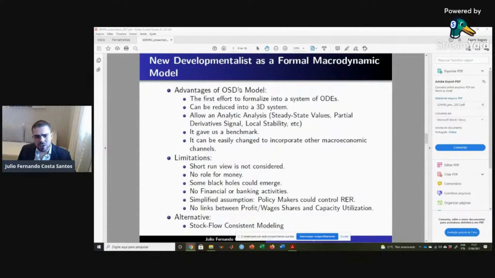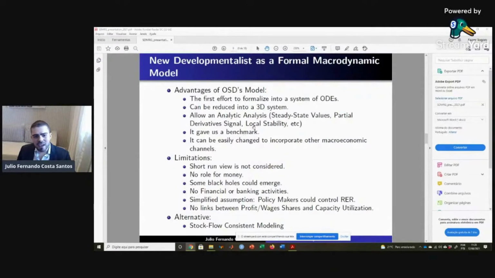Now I'm going to mention some advantages of this model, which I will call the OSD model, to mention Oreiro, Silva, and Dávila Fernandes. So the first point is that it is the first effort to formalize the ideas into a system of ordinary differential equations. This is a big step for the new developmentalist school of thought. Another point is that at the end of the paper, the authors reduce the model into a 3D system, a three-dimensional system, which allows us to have analytic analysis, which gives us the steady-state values, the partial derivative signs, local stability, and other features that are very elegant from the mathematical point of view, okay?